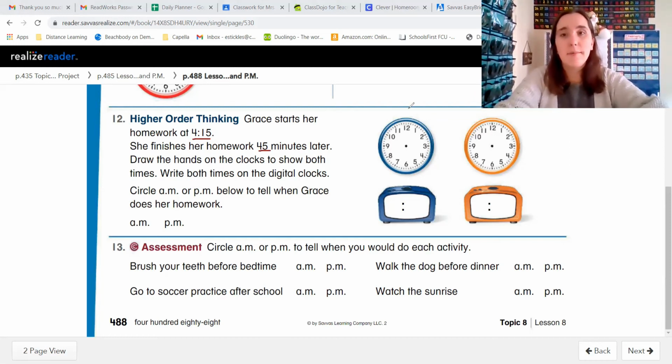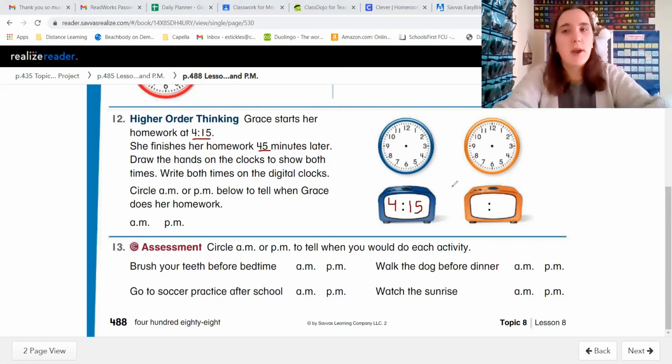So we're going to write down the time when she starts and when she finishes her homework. So let's do that first. On the first clock, we need to write 4:15. So I'm going to write that on my digital clock first because I already have that time. So 4:15. And now let's put that on our analog clock.